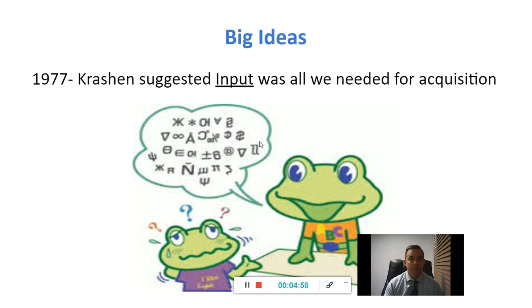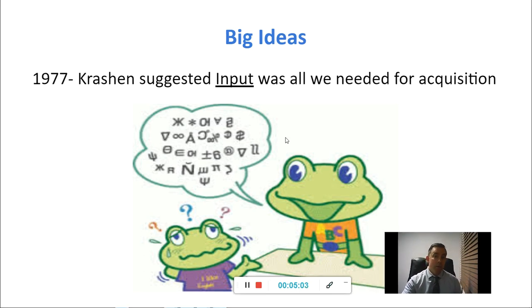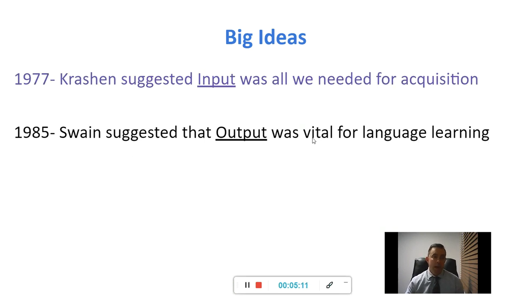Big ideas. Krashen in 1977, you remember he suggested that input was all we needed for acquisition. More specifically, comprehensible input. And in 1985, some of you were still not born, but that's when Swain came on the scene, and she suggested that output was vital for language learning. Not just output, but actually pushing or encouraging output, what you might call comprehensible output.